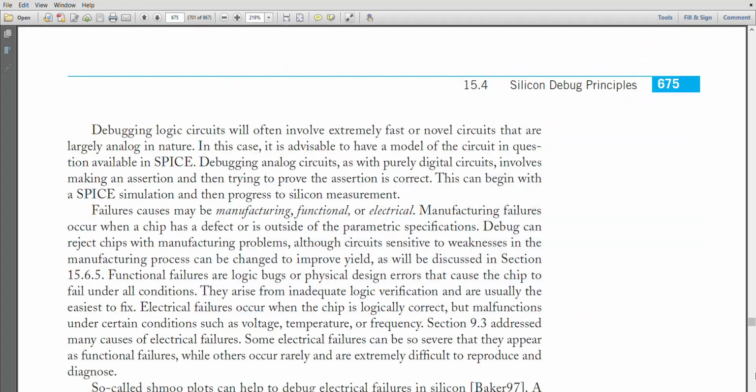Okay, so debugging logic circuits will often involve extremely fast or novel circuits that are largely analog in nature. In this case, it is advisable to have a model of the circuit in question available in SPICE. SPICE is a very popular tool for verifying whether your transistor is behaving correctly or not. Suppose you have designed an op-amp, you can model it in SPICE and check it. Various versions of SPICE are also there, P-SPICE, H-SPICE. Debugging analog circuits, as with purely digital circuits, involves making an assertion and then trying to prove the assertion is correct. This can begin with a SPICE simulation and then progress to silicon measurement.